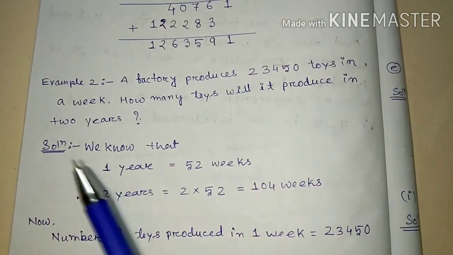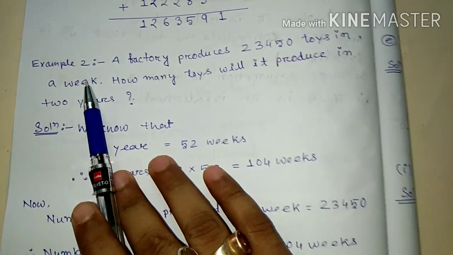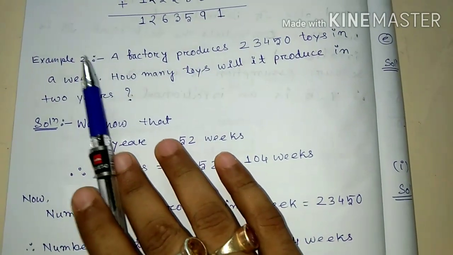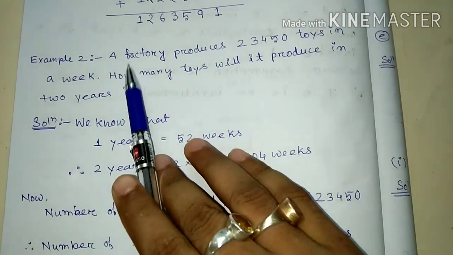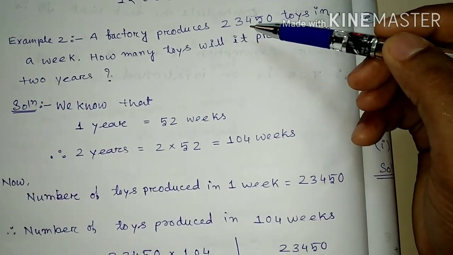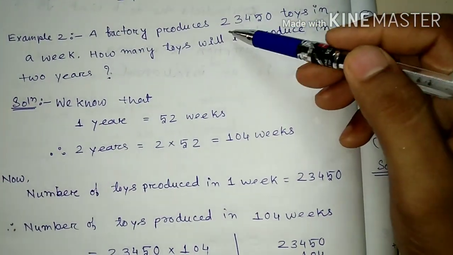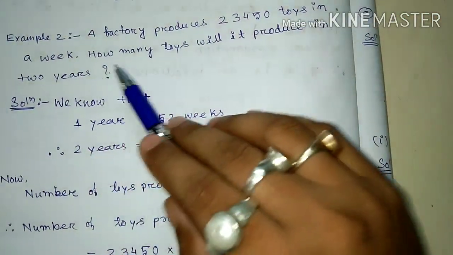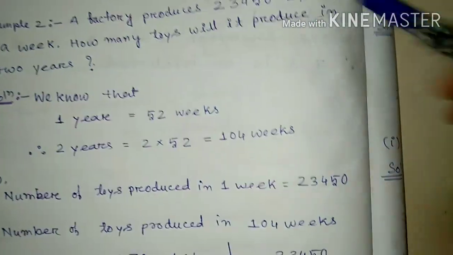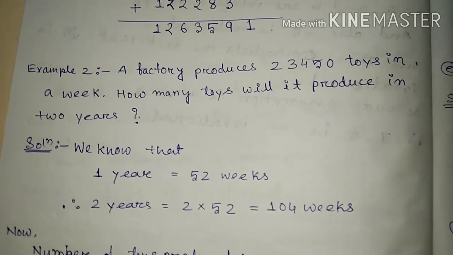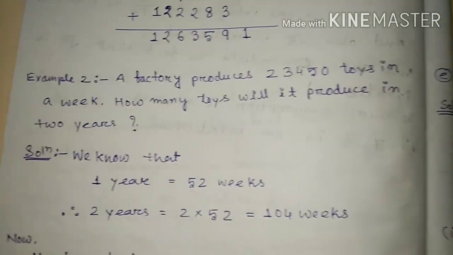Now I take one word problem. I write example number 2 here, but in your book it is example number 3. A factory produces 23,450 toys in a week. How many toys will it produce in 2 years? In 2 years, how many toys are actually produced, you have to find that.